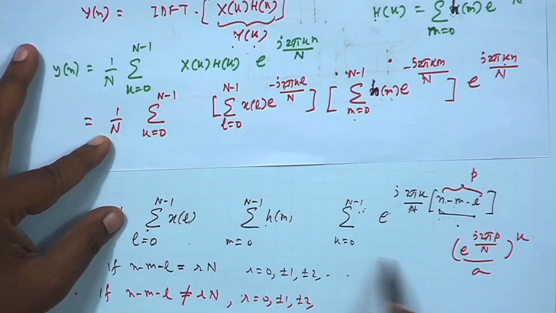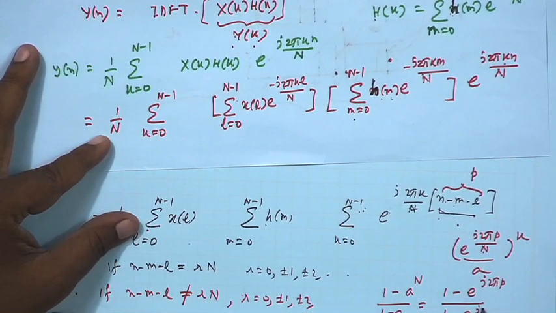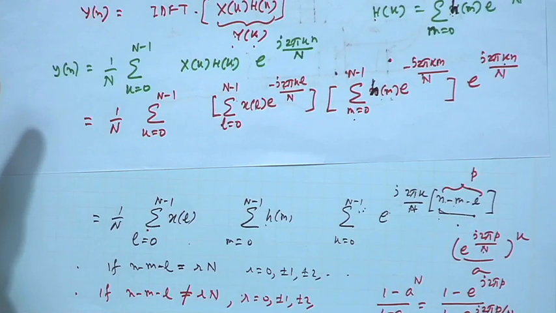So, the summation of this will be 1 minus a to the power N by 1 minus a. So, a to the power N means if you have this to the power N, N will cancel, so e to the power j 2 pi into integer p, minus 2 pi p by N. All right.